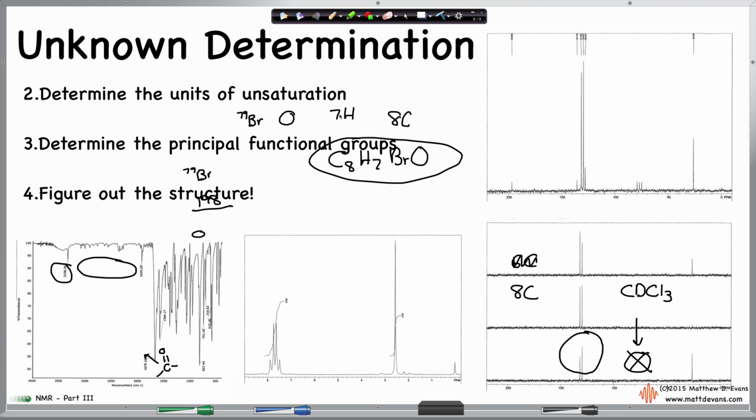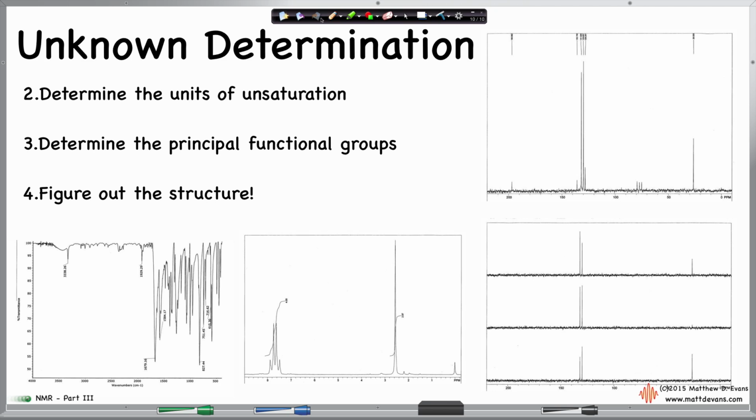Okay, I'm going to clear the slate. I have to remember this chemical formula, C8H7BrO. I keep wanting to make that a 2 for some reason. The second step in the method, if you're looking at the structure determination guide, is to determine the units of unsaturation. With this compound, remember halogens count as hydrogens.